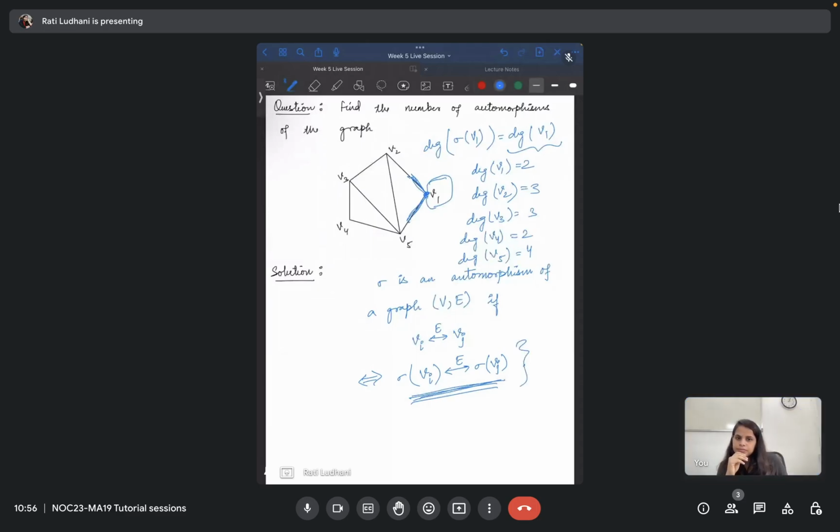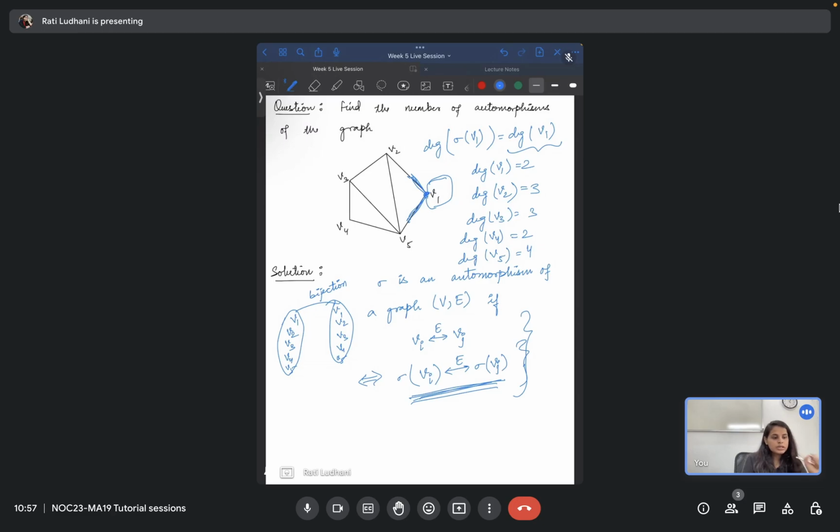Automorphism means a function defined from the set to itself. There's a bijection, and automorphism means the sets are the same, while isomorphism is usually used for different sets. So automorphism is used when you have the same sets and you want a bijection, and this bijection has some property. You cannot just map v1 to v2 or v3 to v5, anything. You have to satisfy this condition: if there is an edge between two vertices, then there should be an edge between the images of those vertices.